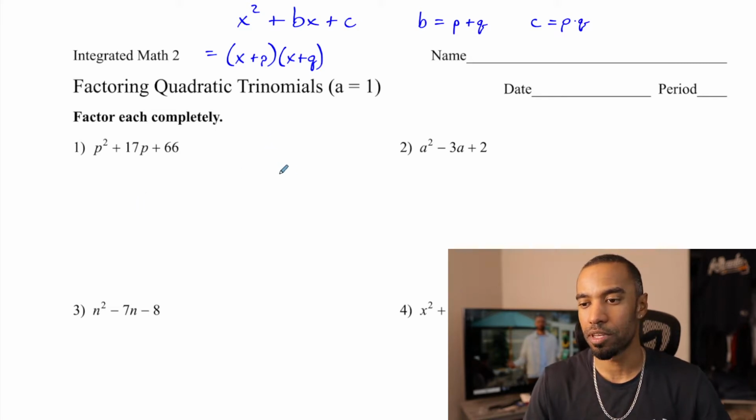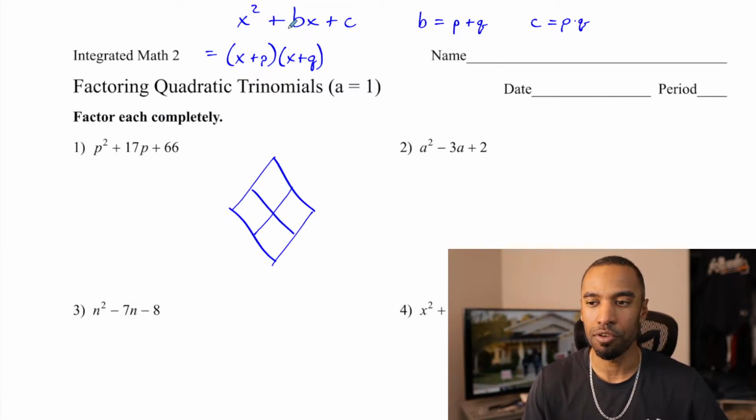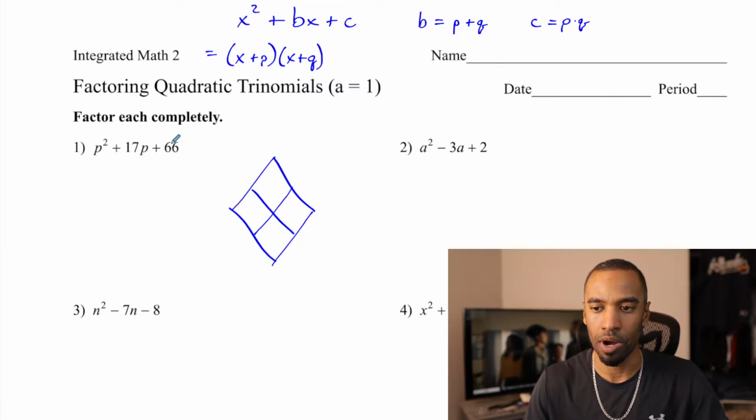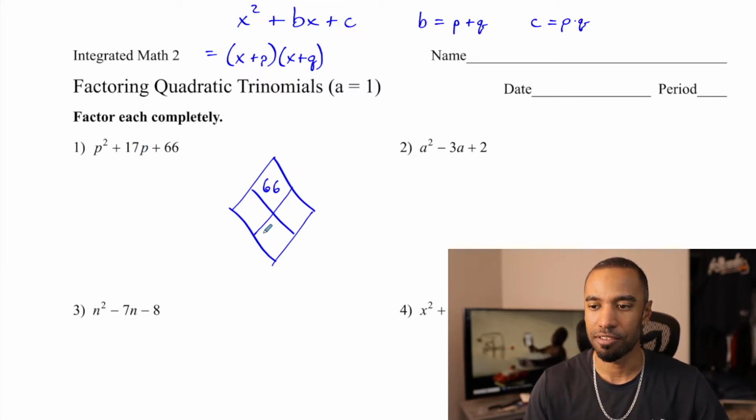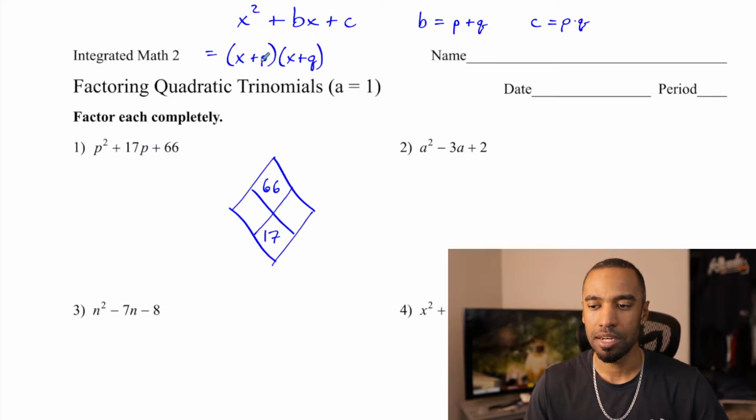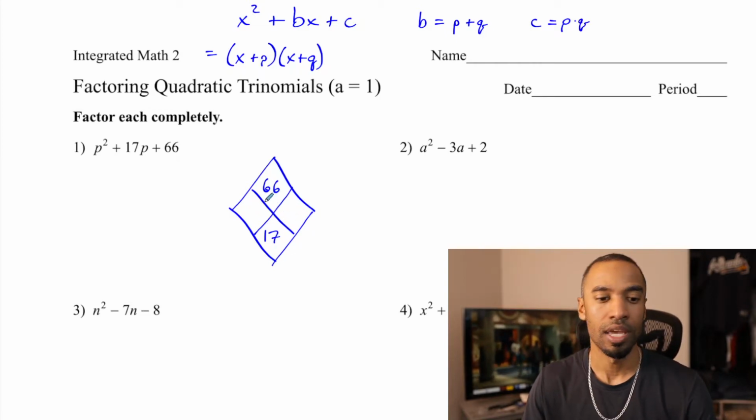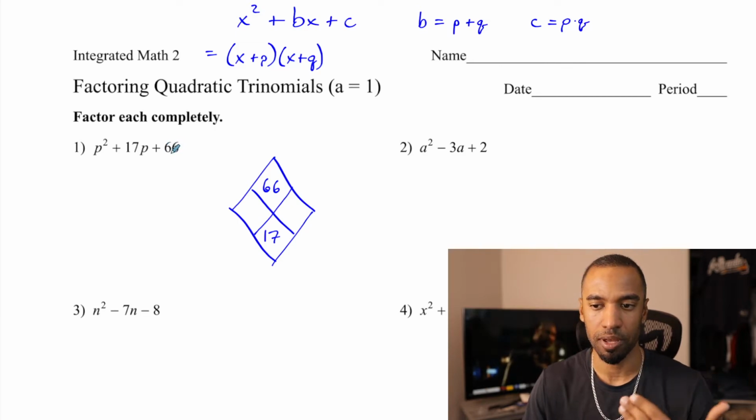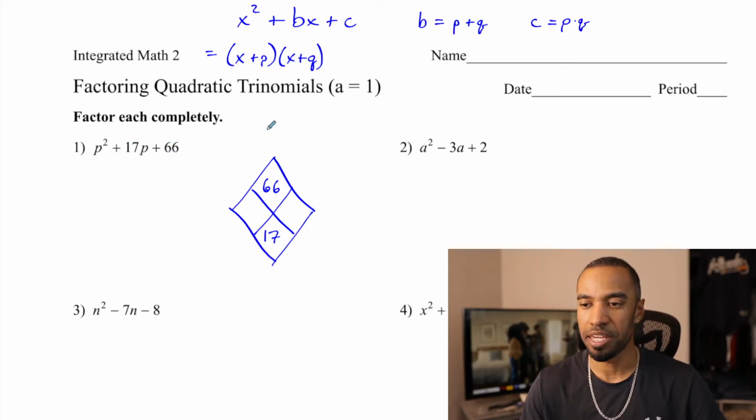So I've been doing some things with my students. These things called diamonds, this diamond method. I'm not going to do this very often here, but just to give you the result, on number 1, c is like 66, right? 66 is your constant, and 17 is like your linear coefficient. And this diamond says, hey, your two numbers that multiply to make this and add to make this are going to be what values? And that's what we're asking. What two numbers multiply to make 66 and add to make 17, because those will be the p and q.